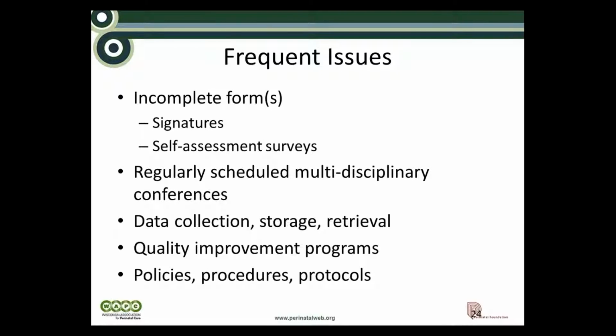Sometimes the self-assessment surveys aren't complete. People will miss a box. That's not a big deal. Just send an email and say, we noticed you didn't check this box. Do you provide this service? And then they email back, oh yeah, we do. Sorry about that, just forgot about it. And I say, okay, and I make note of that.